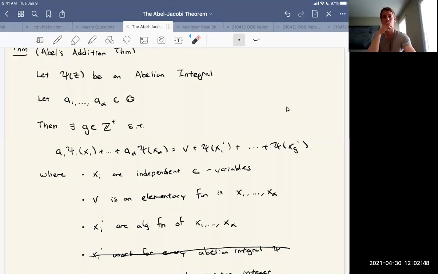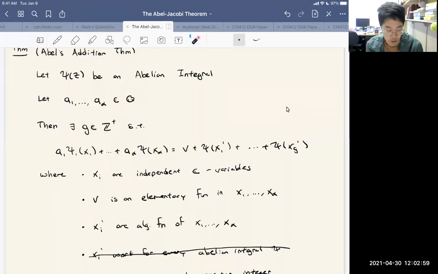Okay. Yeah, I'm wondering if it has to do with restricting to degree 0 divisors, if that's what makes it difficult or something. I don't know. Yeah, I'm not too sure, unfortunately. So sorry.